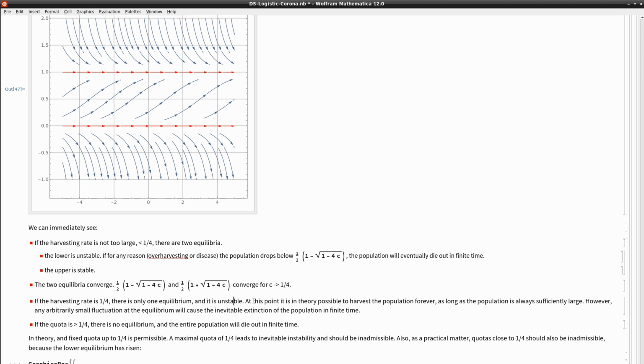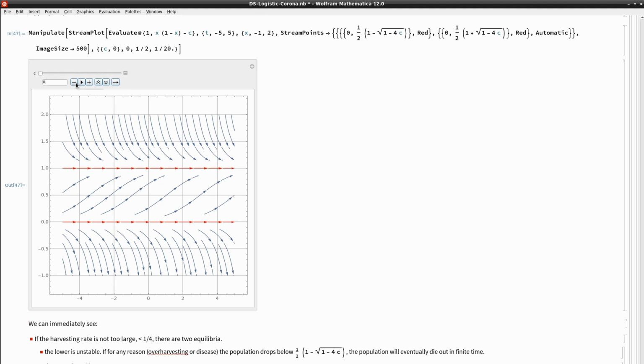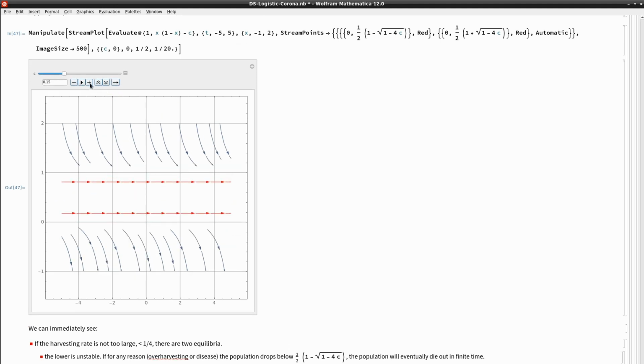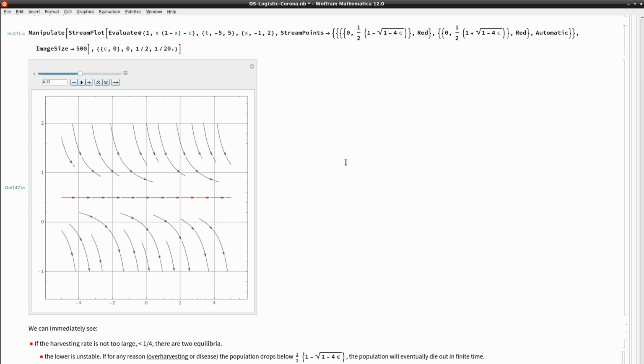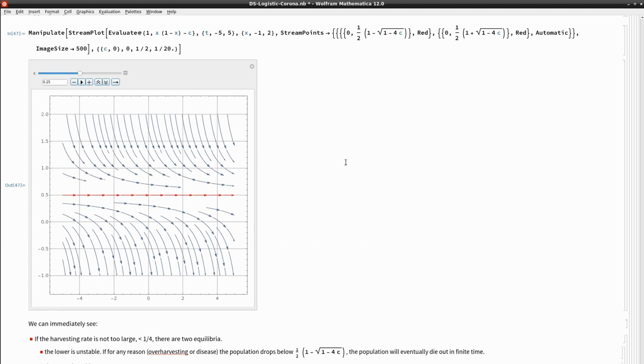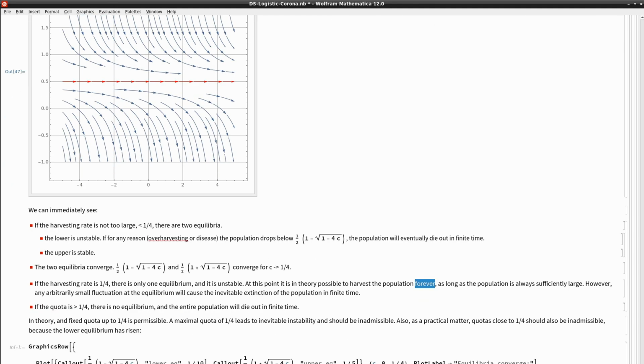And at this point, it is in theory still possible to harvest the population forever. It would work if we are setting this to a quarter again. It would in theory work to have a stable equilibrium here, even at a half, right? It would work. It would always go to the right and not change direction up or down. So in theory, this would be possible as long as the population is always sufficiently large. But any arbitrarily small fluctuation at the equilibrium will cause the inevitable extinction of the population in finite time.